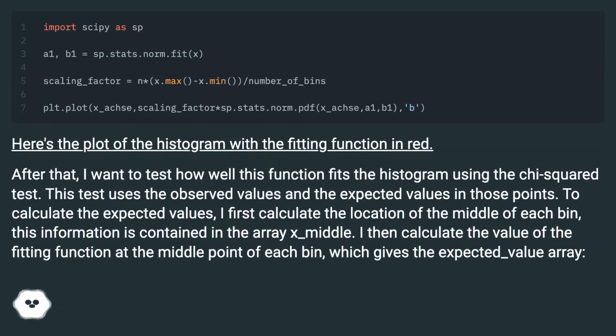Here's the plot of the histogram with the fitting function in red. After that, I want to test how well this function fits the histogram using the chi-squared test. This test uses the observed values and the expected values in those points.